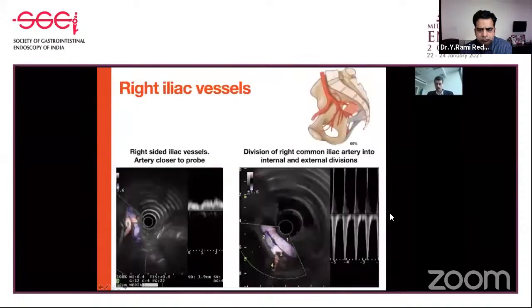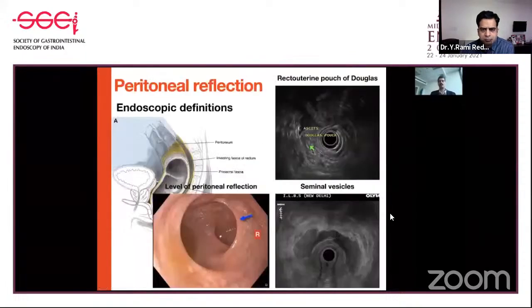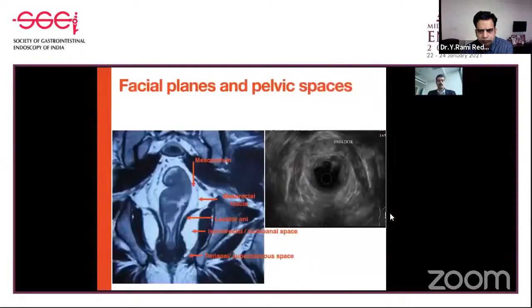In a male patient, the top of the seminal vesicles is the marker for the anterior peritoneal reflection, and in females, the cervix or the posterior fornix of the vagina marks the peritoneal reflection.